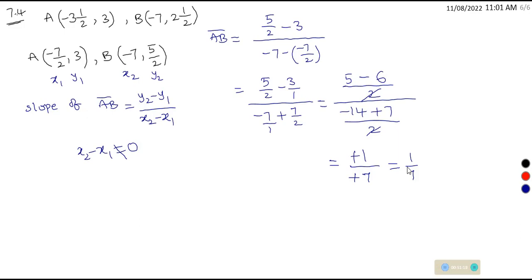I hope you all are clear on how to do it. So do the total exercise 7.4. All the problems are like this only. Complete the total exercise 7.4. We will see one more concept and one more formula.